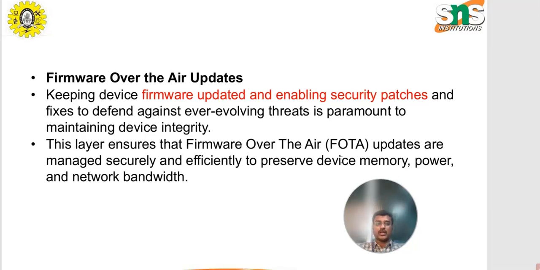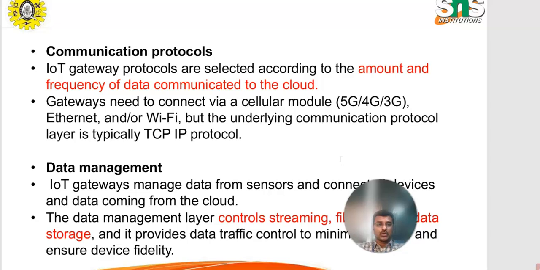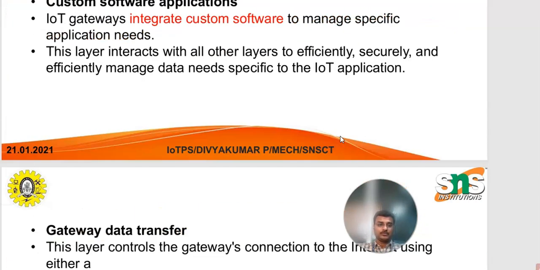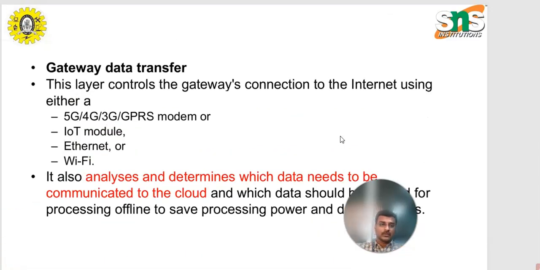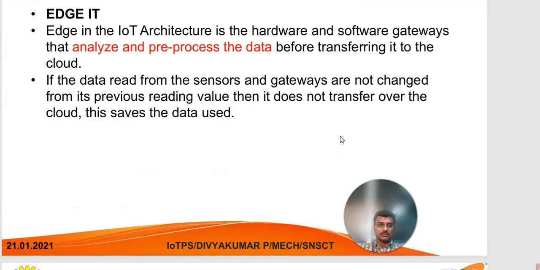Firmware over the air, we call it FOTA. The communications protocol is about the frequency of data to be communicated to the cloud storage, where we connect via cellular, either 5G, 4G, or Ethernet or Wi-Fi, to make these communications and store the data. A data management system handles data from the sensors and connected devices, and data coming from the cloud. Cloud connectivity manager, custom software applications, gateway data transfer, edge, etc.